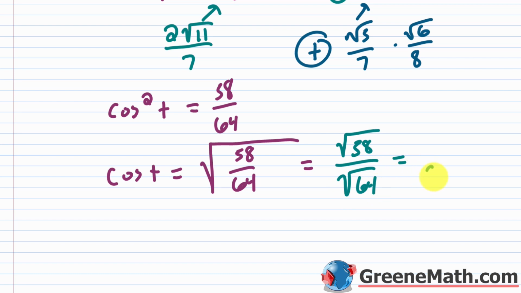So the square root of 64 is 8. Now what about the square root of 58? Well, 58 is 29 times 2. 29 is a prime number, and also 2 is a prime number. So we really can't do anything else with this. This is just the square root of 58.